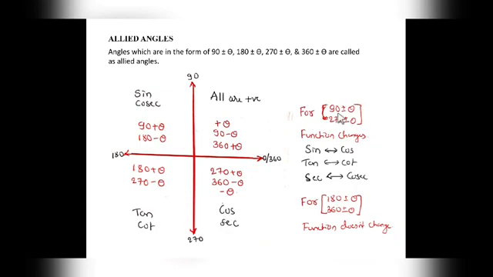Now, for 90 plus or minus theta and 270 plus or minus theta, the function changes: sine will change to cos or cos will change to sine. Tan will change to cot or cot will change to tan. Sec will change to cosec, cosec will change to sec. For 180 plus or minus theta or 360 plus or minus theta, the function doesn't change. This we have to remember before we solve the problems based on allied angles.